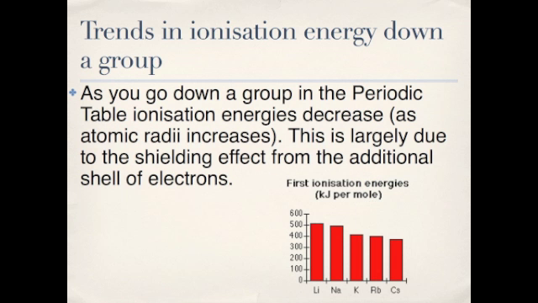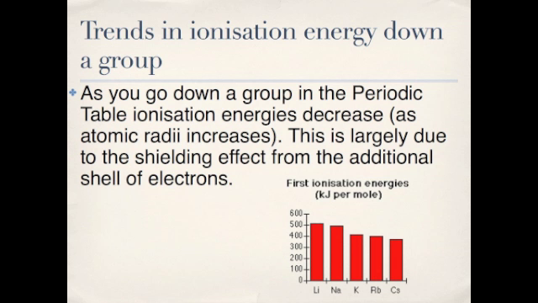Now, one major trend that was already demonstrated before is that as you move down a group in the periodic table, the ionization energy decreases rapidly. It's largely due to the fact that you now have an extra shell of electrons shielding your attraction to the positive nucleus. And in this case, it would be easy to remove an electron from cesium atom compared to the lithium atom.